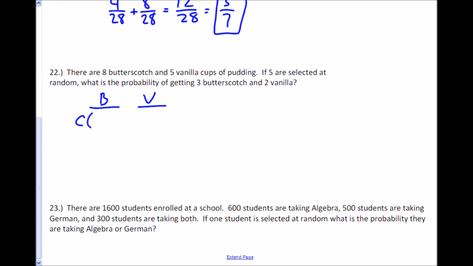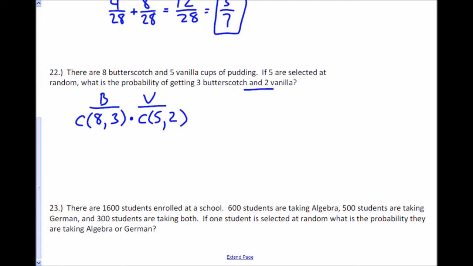For the butterscotch, there are 8 butterscotch, and I want to pick 3 of them. For the vanilla, there are, once again, let's see, there are 5 vanilla, and I'm choosing 2 of them. And this is an and. It says so right here. I want this to happen and this to happen, so I'm going to multiply these 2 things. So I have to do each of these combinations.